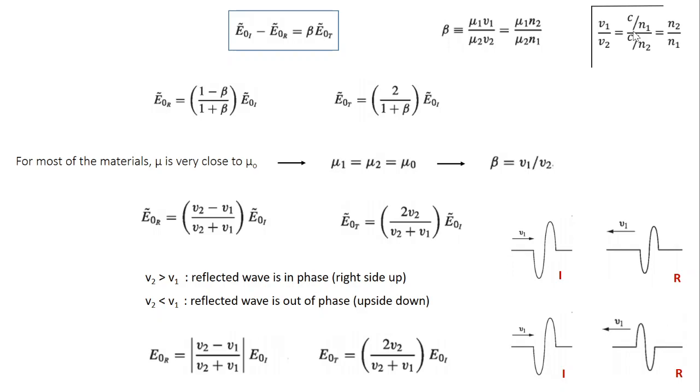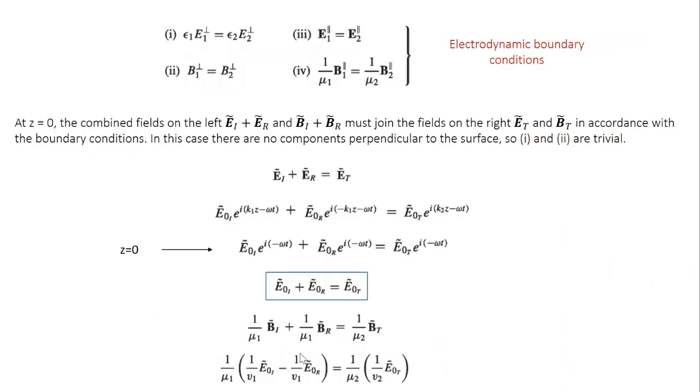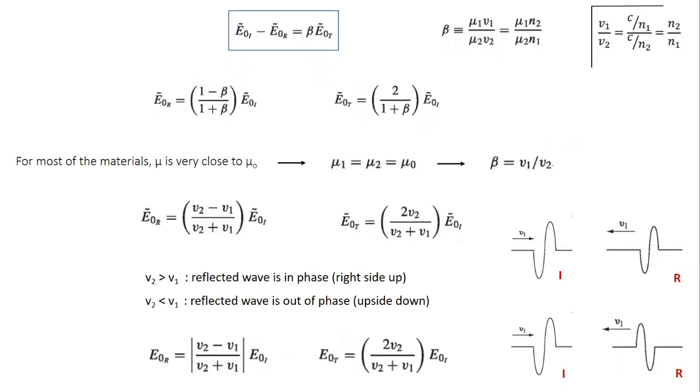v1 and v2 you can write in terms of the wave velocity in free space. So v1 is c by n1 and v2 is c by n2. c cancels, so you have v1 by v2 equal to n2 by n1. You can also write beta equal to mu1 n2 divided by mu2 n1. So now you have two equations: E naught I plus E naught R equal to E naught T, and E naught I minus E naught R equal to beta E naught T.